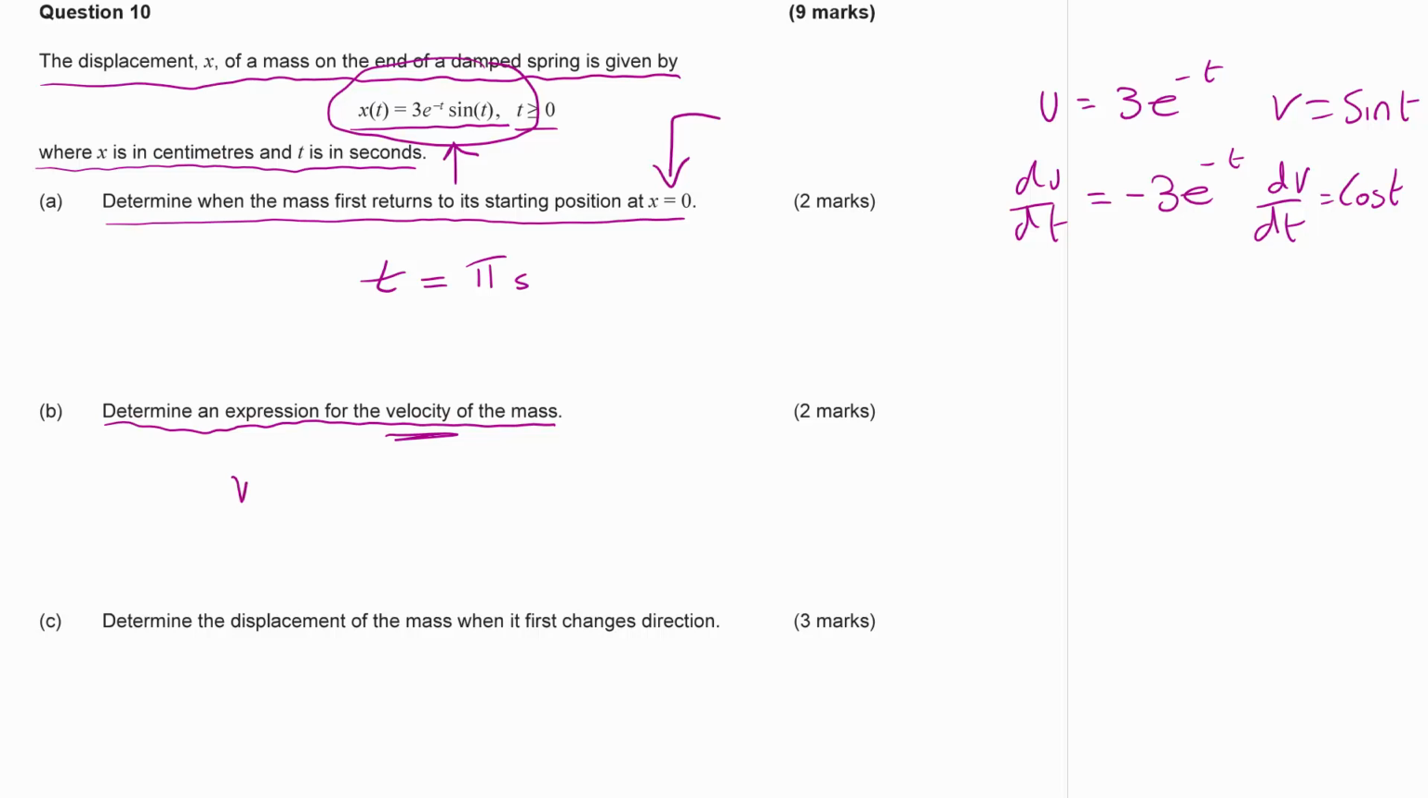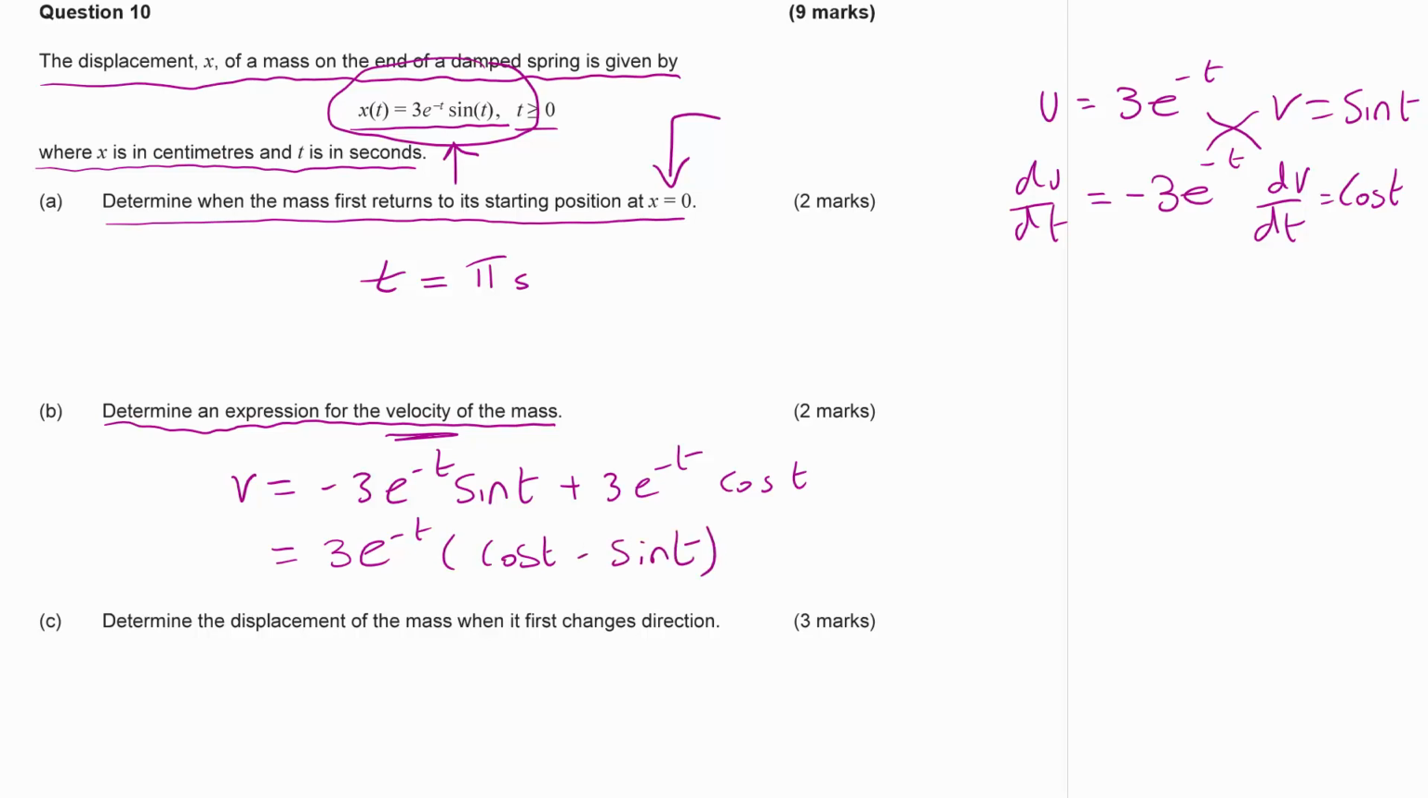And so the velocity here is going to be v du dt, so that's going to be negative 3e to the negative t sine t, plus u dv dt, so that's going to be plus 3e to the negative t cos t, which we might want to write as 3e to the negative t times cos t minus sine t.